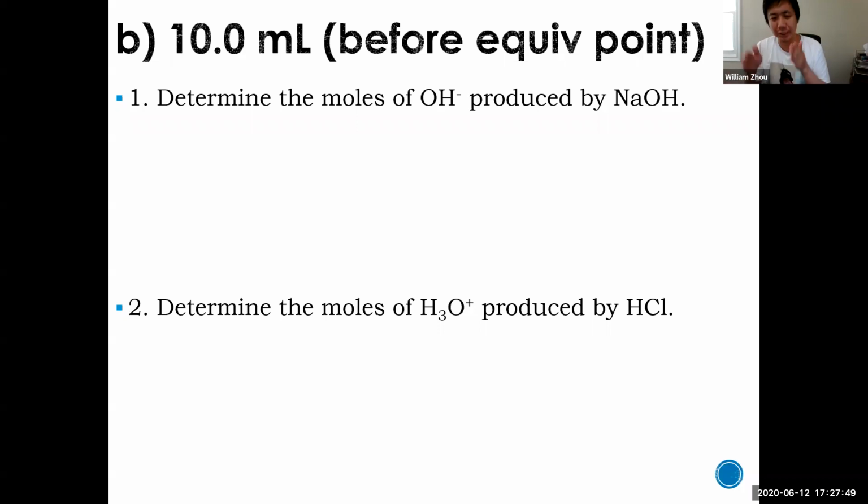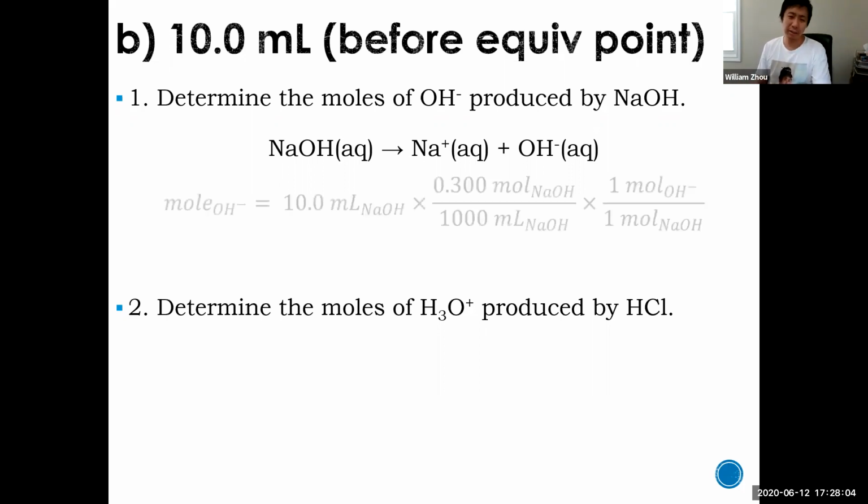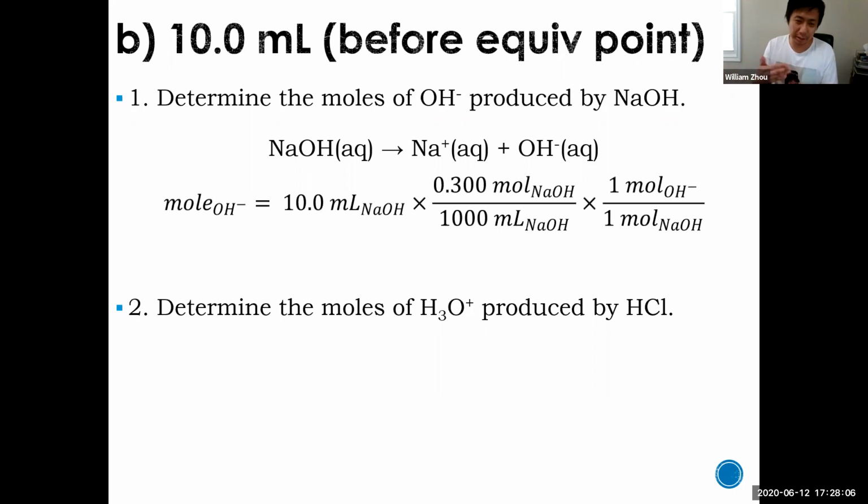In chemistry, we count in moles. So here is the dissociation equation for sodium hydroxide. Because this is a strong base, the concentration of the base will be equal to the concentration of hydroxide. It's a 1-to-1 ratio. All right, so you can take the volume of the base, multiply it by the concentration of the base, and then that last number, 1 over 1, is to convert from sodium hydroxide to hydroxide.